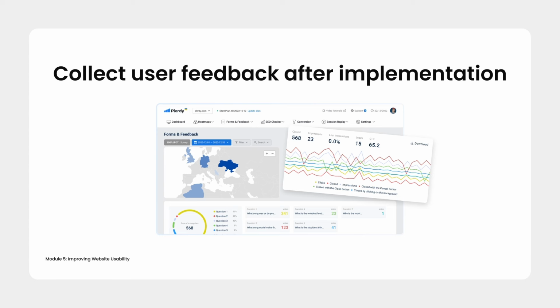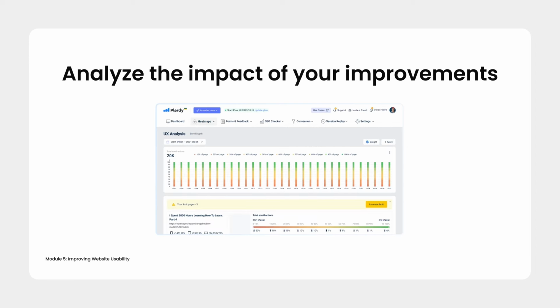Use this feedback to refine your improvements and continue optimizing the user experience. Finally, analyze the impact of your improvements by measuring key performance indicators, KPIs, and comparing them to your baseline metrics. This will help you gauge the success of your changes and identify areas for further improvement.